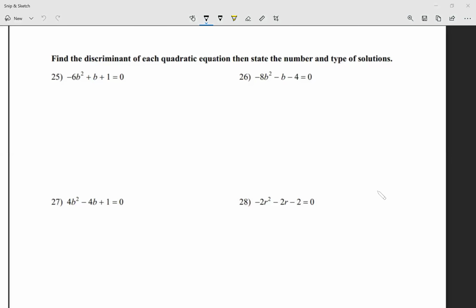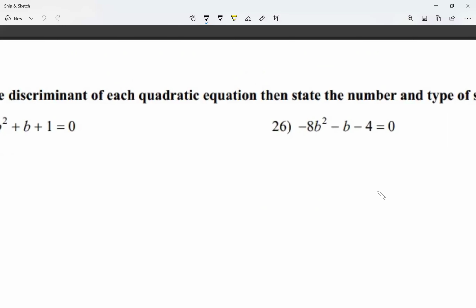There is a formula that we call the quadratic formula. You guys have seen it before, but let me remind you of the formula. It has x is equal to negative b plus or minus the square root of b squared minus 4ac all over 2a.